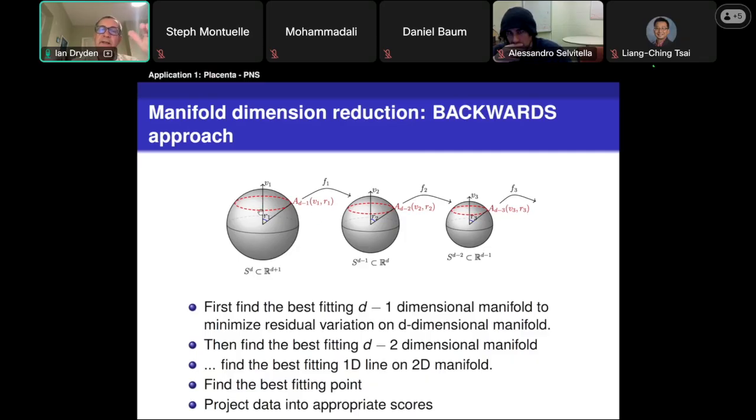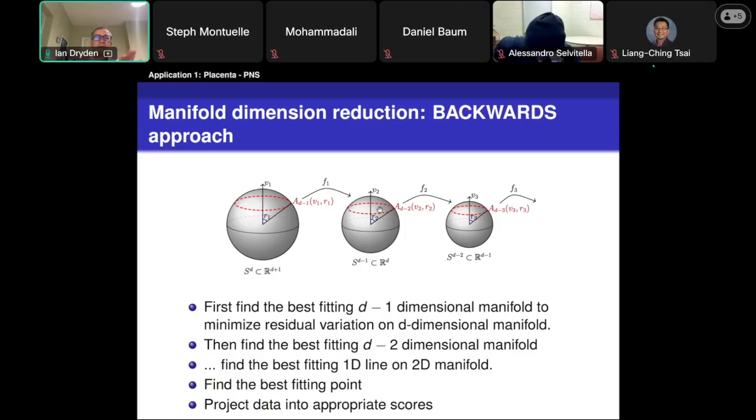Although it looks like a circle here, it's a sphere of one dimension less. Okay, so that gives you a d-1 dimensional sphere, and then we can hop over to the next phase, where we will try and find another slice through the next dimension down to give a d-2 dimensional representation of the data.